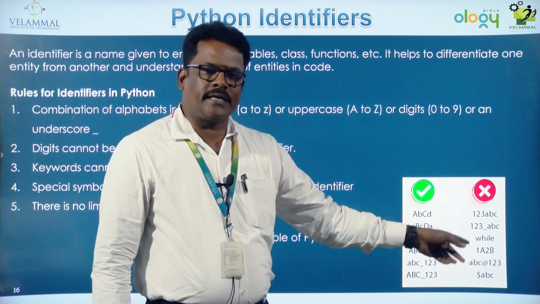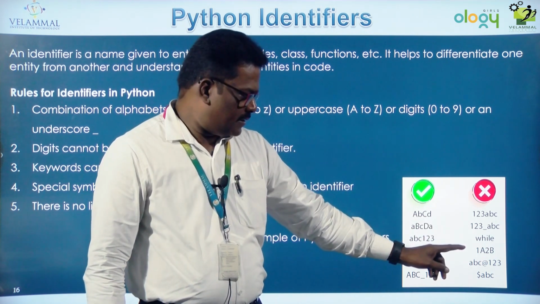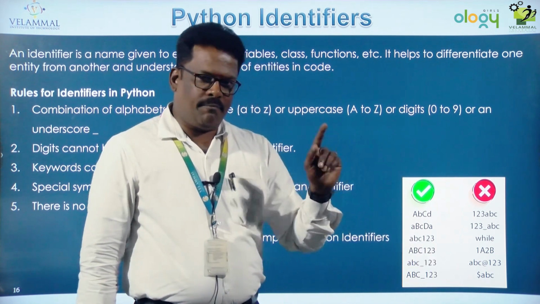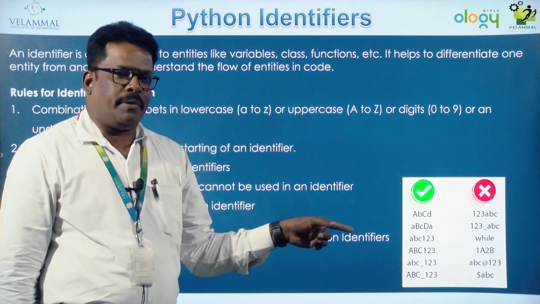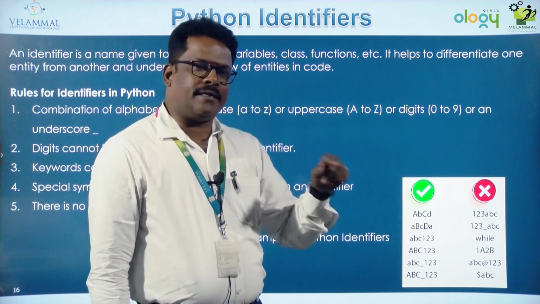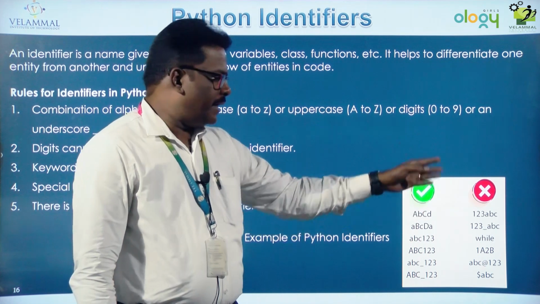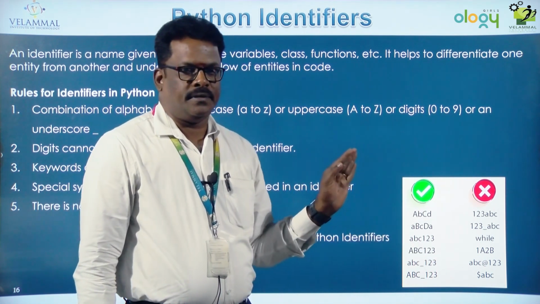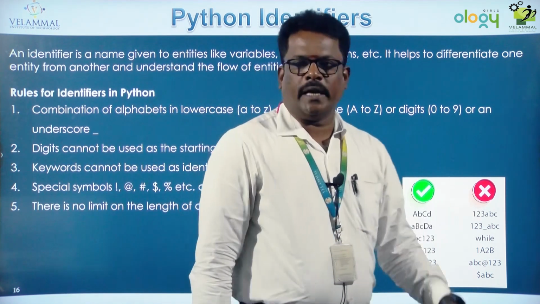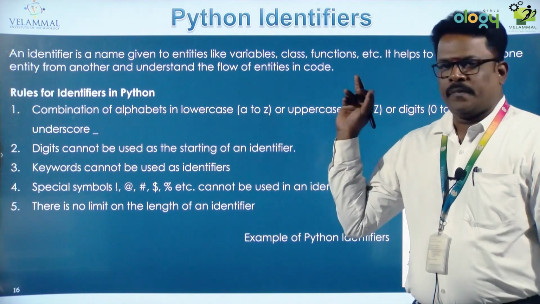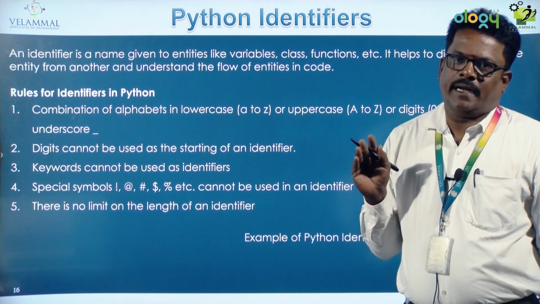1A, 2B. It is also started with digits. Here it has been started with ABC and then the at the rate symbol. So special characters are not allowed. So these are all not permitted identifier names. This is the rule you have to follow while giving names to the identifiers.